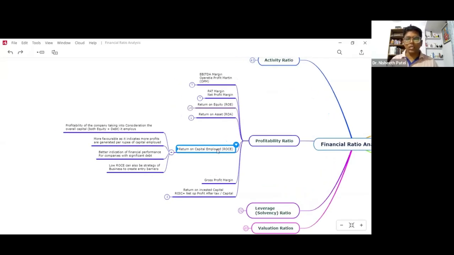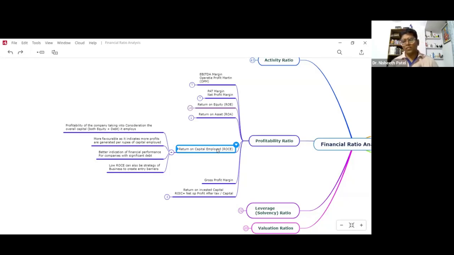Now ROCE is also a very good ratio to understand, and it's a better indicator of financial performance for companies with significant debt. जिस कंपनी का डेप्ट बहुत ही ज्यादा है, उनको अंडरस्टैंड करने के लिए we have to check the ROCE as compared to the ROE, because the profitability of the company on the basis of ROCE takes into consideration the overall capital, both equity and the debt it employs. More favorable, as it indicates more profit is generated per rupee of the capital employed.